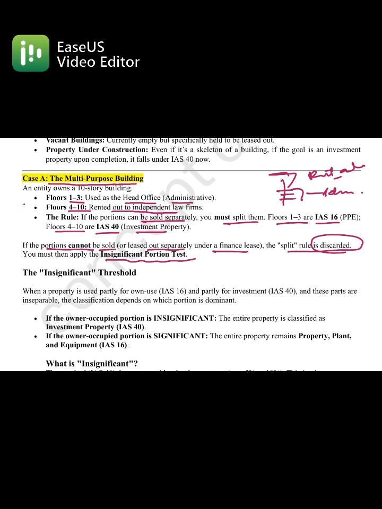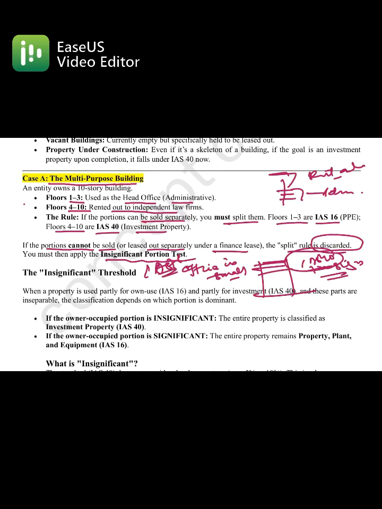Let's say this is the building, and here you don't have the split option. Then you look at the usage. If the office use is small, by small we mean insignificant, then you will have to apply IAS 40, because the dominant use is that of investment property, so you treat it as investment property. Now, if the office use is big, then definitely the whole building will be treated under IAS 16 property, plant and equipment.